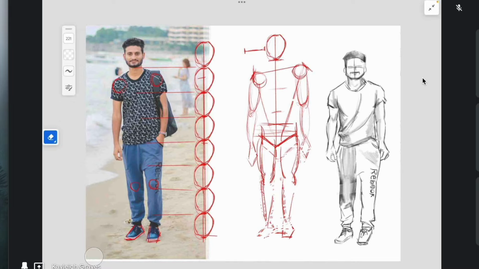But now looking at it, I think his arms are a little too long. So I'm going to erase that and bring that up just a little bit. And then we'll go ahead and draw those hands in there. And I can erase what I don't like.